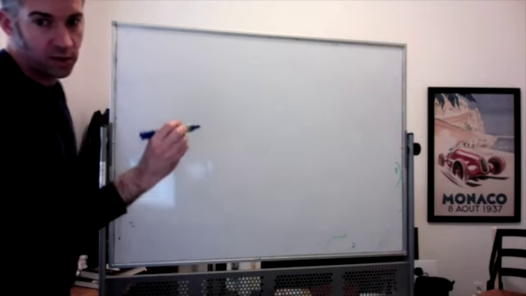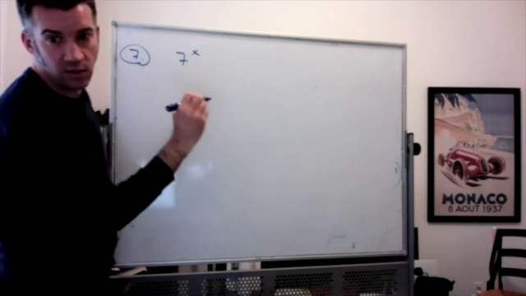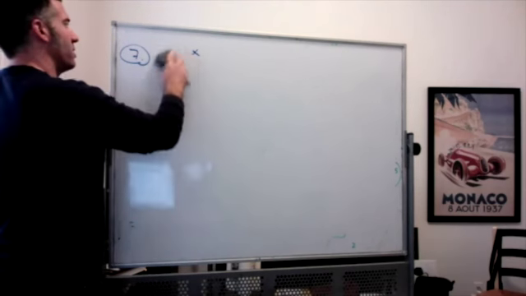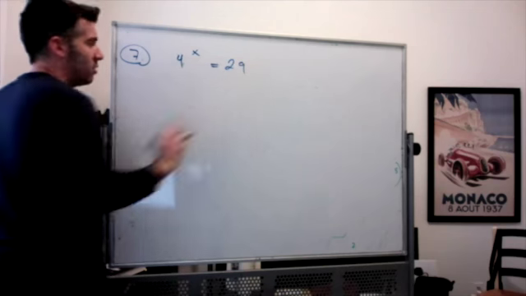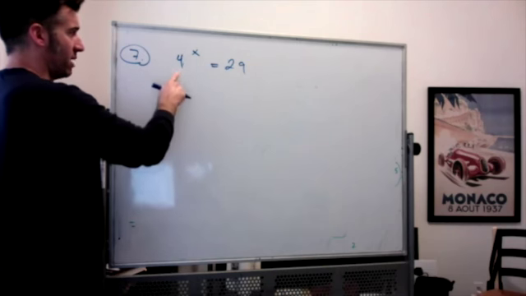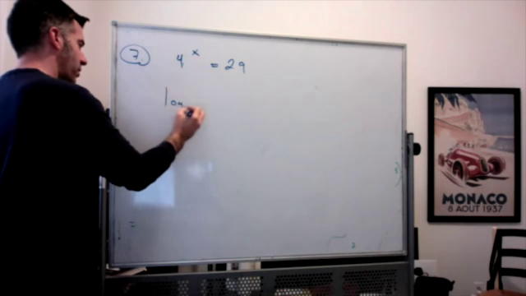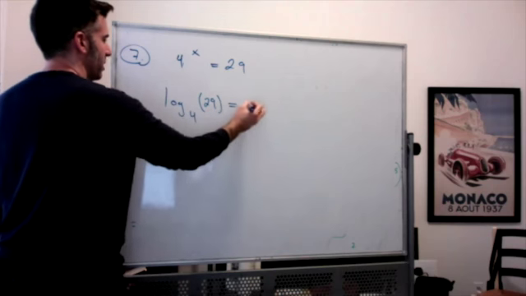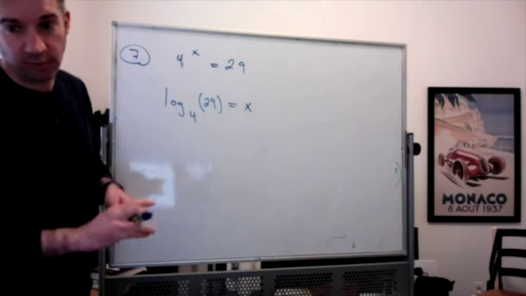The next one, number 7, rewrite 4 to the x equals 29 as a logarithmic equation. So the idea here is that we've got the base of 4 to the x power equals 29. We can rewrite that as log base 4 of 29 equals x. That's it. That's all we're being asked to do.